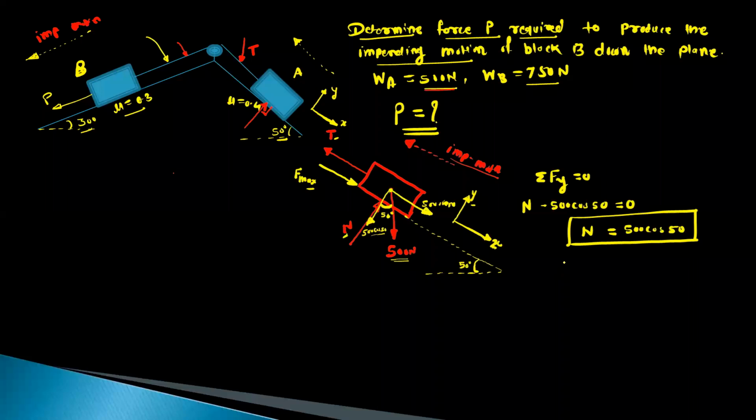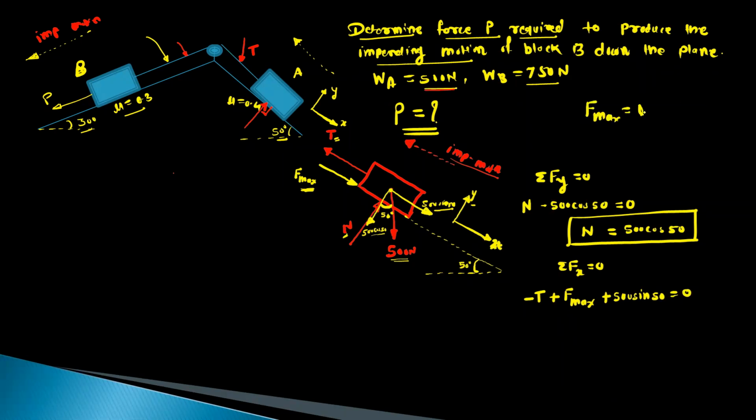Okay, so after this, use the equation summation Fx is equal to 0. So for summation Fx, we have this tension on the negative x side. So observe this reference axis. So minus P, then this F max on the positive x. So this is plus F max. Okay, and then 500 sin 50, so plus 500 sin 50 equal to 0.